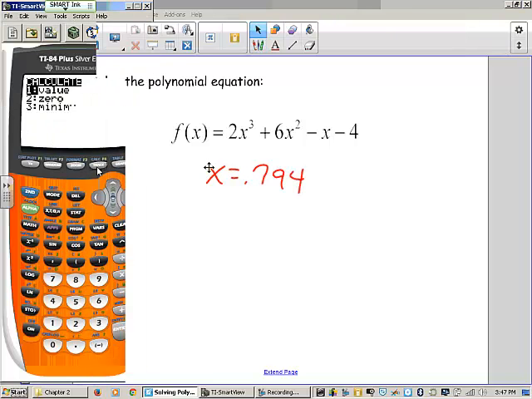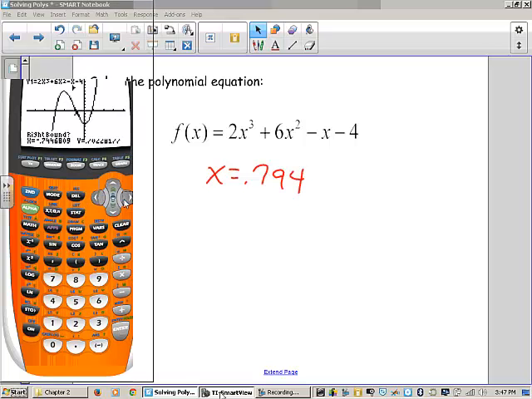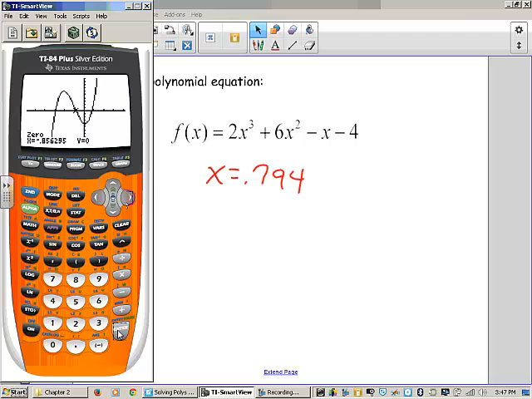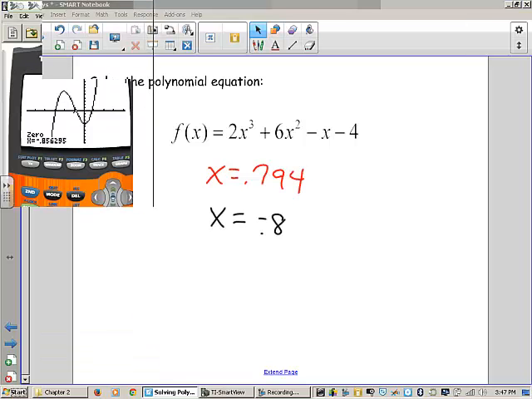Then I can do that again. Second calculate, find the zero. I scroll over here, and I put it on the left, and I put it on the right, press enter, and the other zero is negative 0.86.